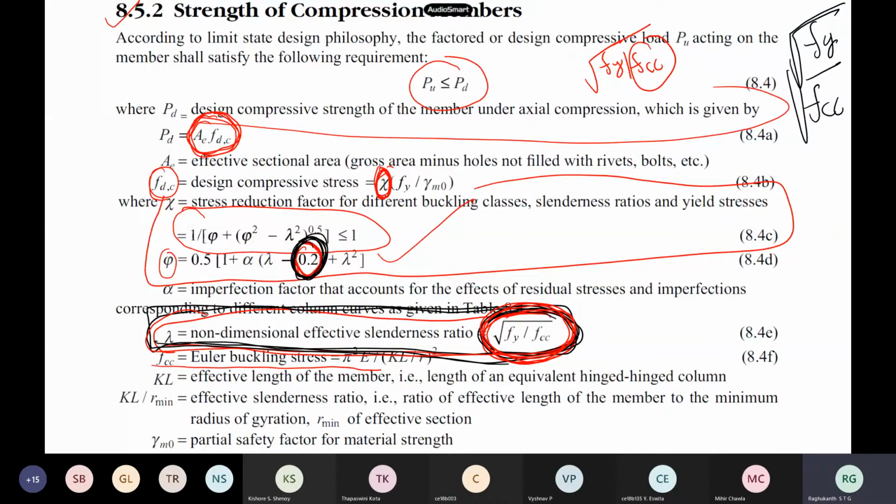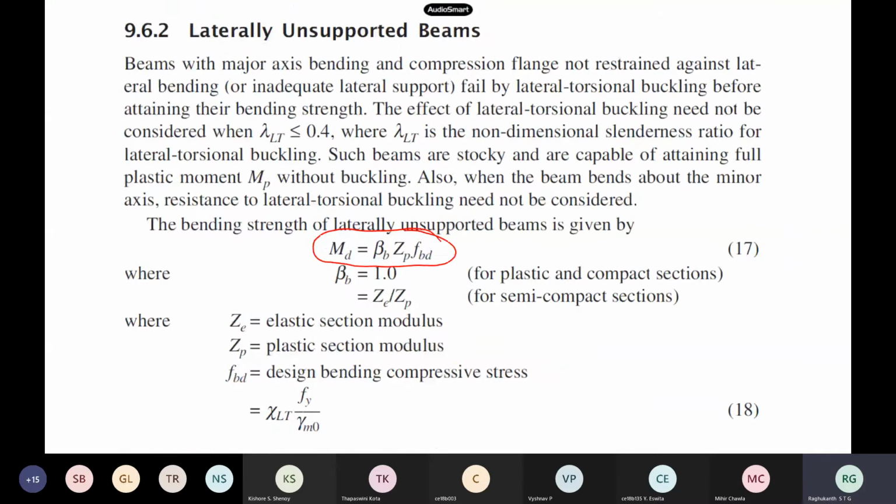So this slide is from the compression member only. Similar fashion, here also we do. There it was area, but since it is a beam, we want section modulus. So Z into fbd, this is a bending stress. And beta is nothing but your shape factor kind of thing.